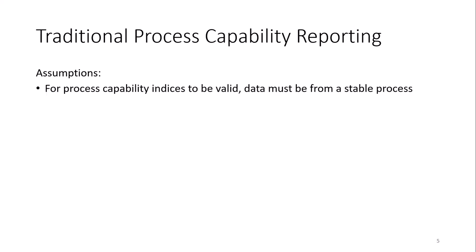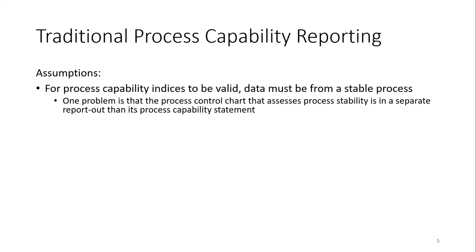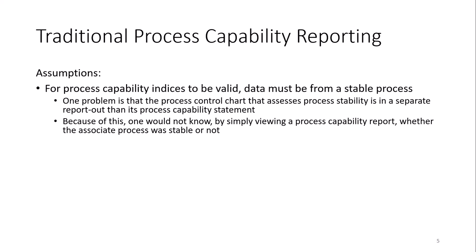Traditional process capability reporting assumptions. For process capability indices to be valid, data must be from a stable process. One problem is that the process control chart that assesses process stability is in a separate report from its process capability statement. Because of this, one would not know by simply viewing a process capability report whether the associated process was stable or not.